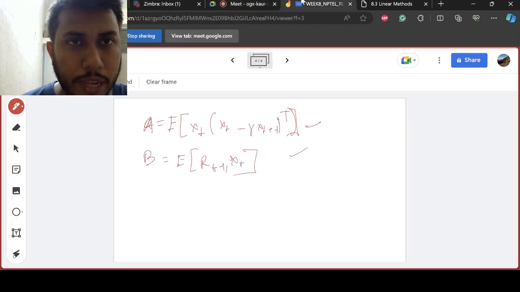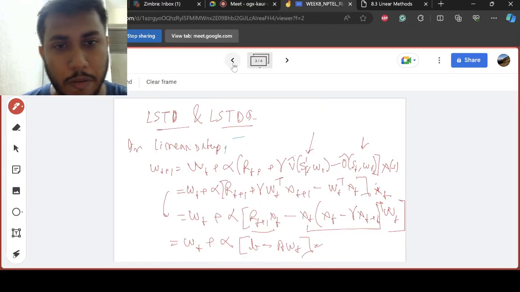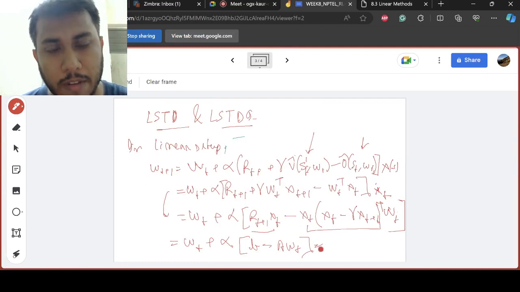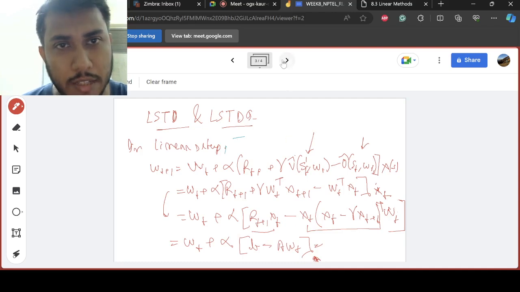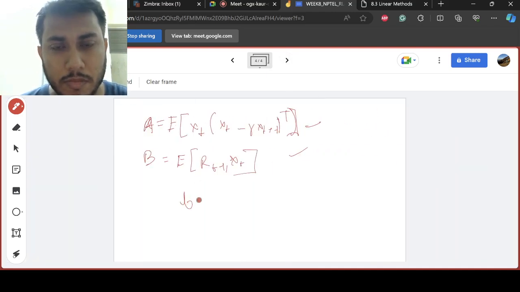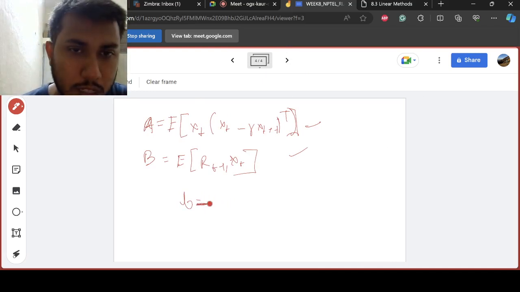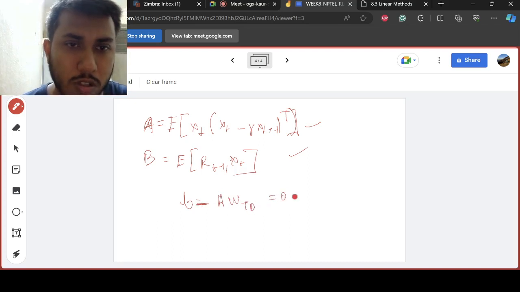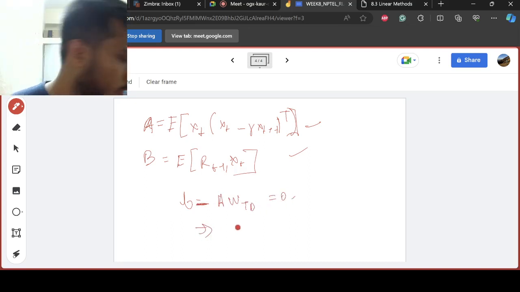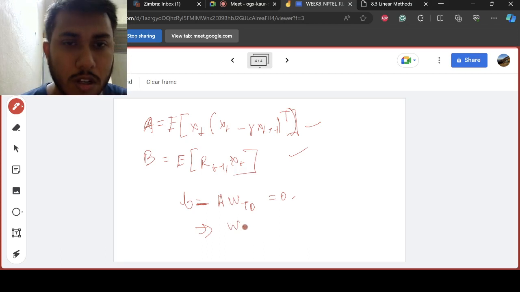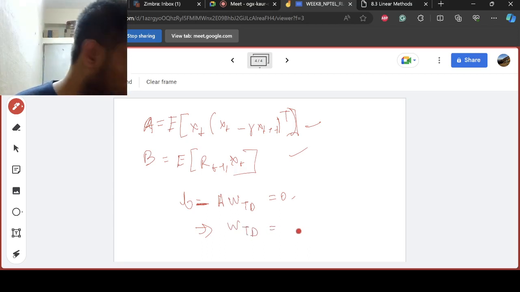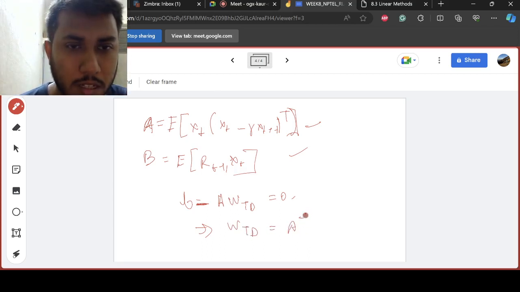And to get the weights, we want to continue as long as this error term becomes 0. That is, b minus A W_TD equals 0. That is when it is converging. So typically your weight matrix will be something like this. You want to find this.